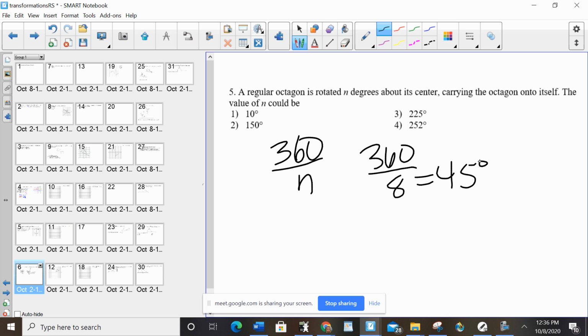Is 10 a multiple of 45? No. Is 150 a multiple of 45? No. Is 225 a multiple of 45? Yes. 45 times 5 is 225. Is 252 a multiple of 45? No. Choice 3 is your answer. So to find the minimum rotation to map a regular polygon onto itself, we do 360 divided by the number of sides. That's the minimum rotation. Any multiple of that will also map it onto itself.